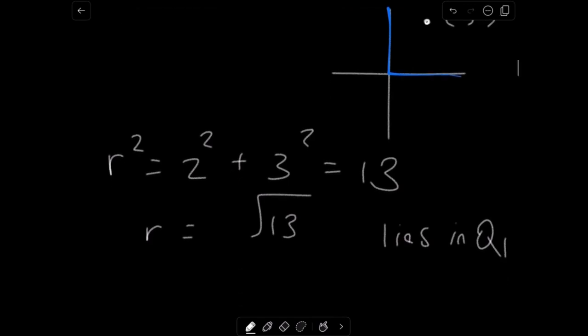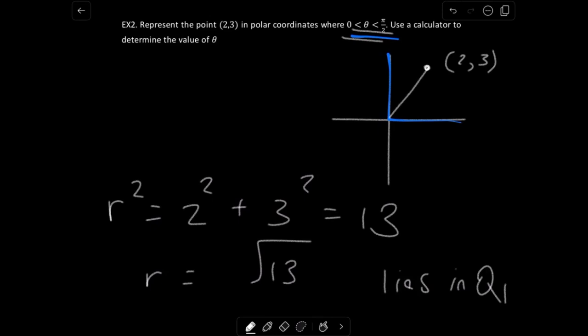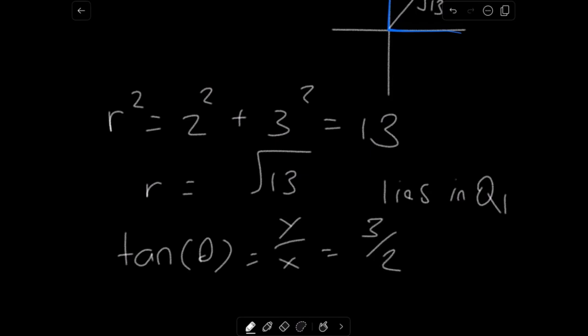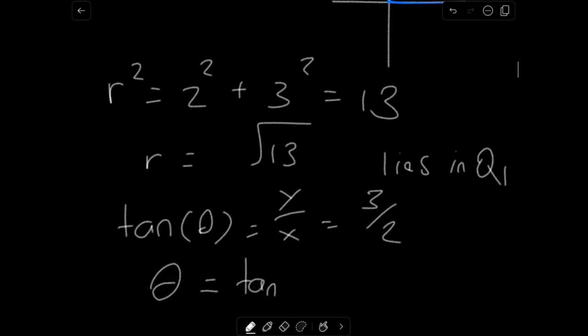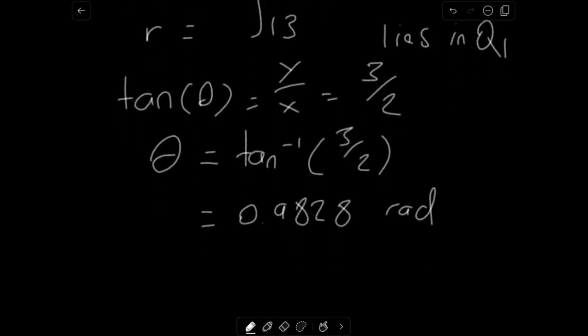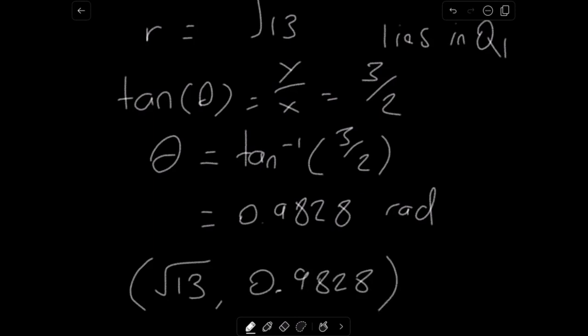Now we'll deal with theta. So r is equal to root 13. There we go. Then we'll deal with theta. So tangent of theta is equal to y over x. So y over x, that's equal to 3 over 2. So theta is equal to arctangent of 3 over 2. And I said you can use a calculator. You get 0.9828 radians. Okay, so that is how we represent the point 2 and 3 in polar coordinates. So we have root 13 and 0.9828 radians. That's example 2.